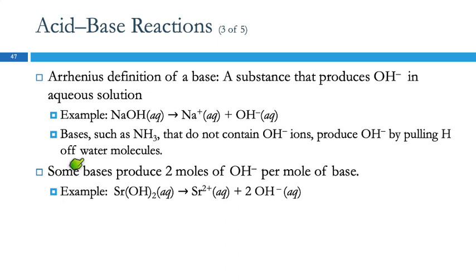Some bases will produce 2 moles of hydroxide for every mole of base. So we would call that a diprotic acid. There's no word for a base. We don't have any special word for a base that has 2 hydroxides. But you can tell what they are by looking at the chemical formula. So this is a metal hydroxide, and it's soluble. And so when this dissolves, it's going to form 1 strontium ion and 2 hydroxide ions.